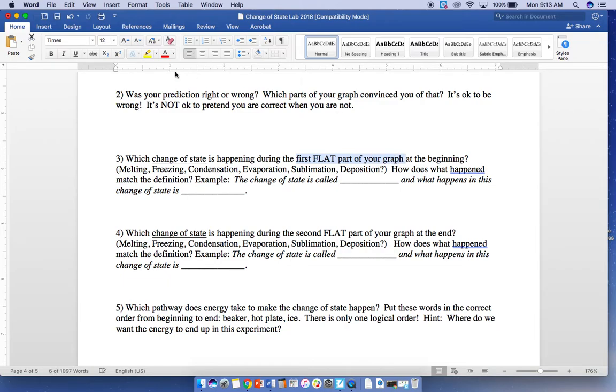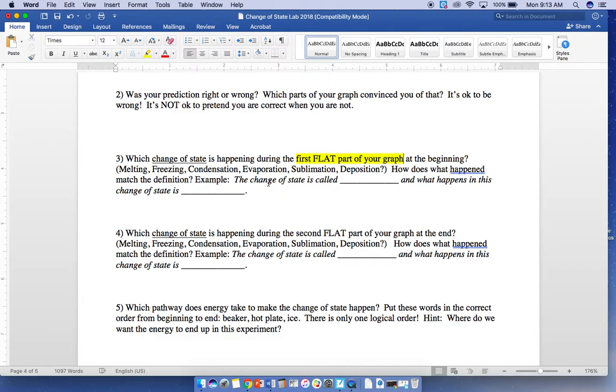I'm going to go ahead and highlight this, because that's what you're going to pay attention to here, the first flat part of your graph. Focus on that. You got to do some imagining here. Imagine back to the experiment. Imagine looking at that beaker. At the beginning of the experiment, what was happening to the stuff in that beaker? Was it melting, freezing, condensing, evaporating, sublimating, or depositing? And you also want to describe how that matches the definition. What did you see happening?